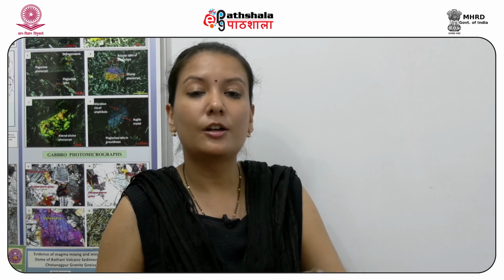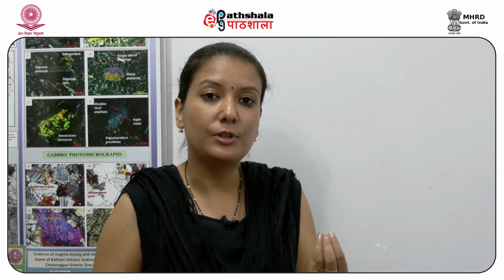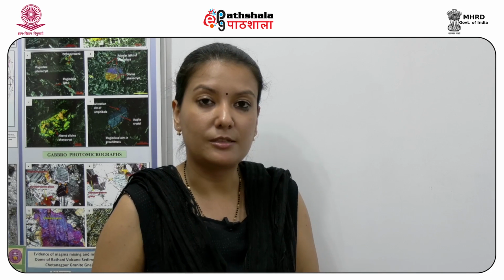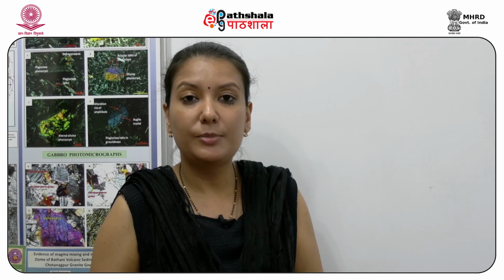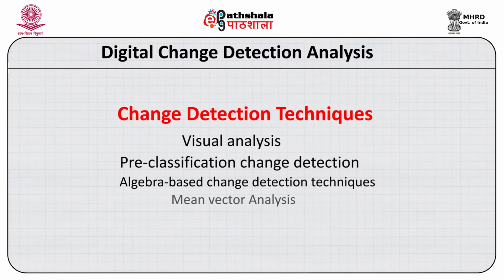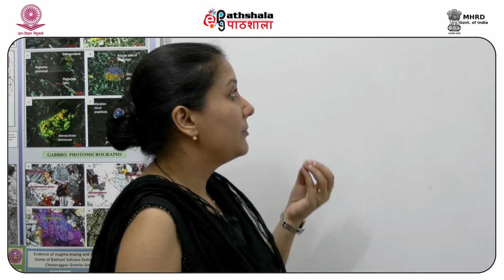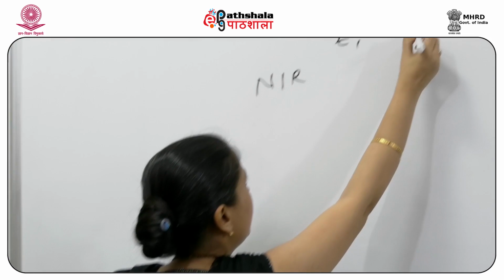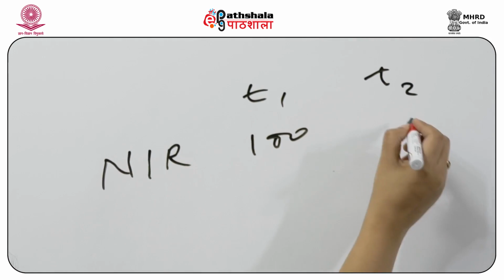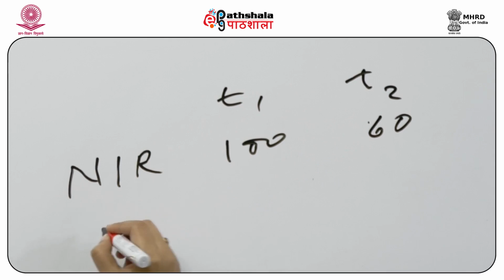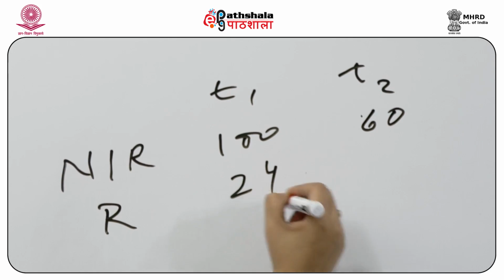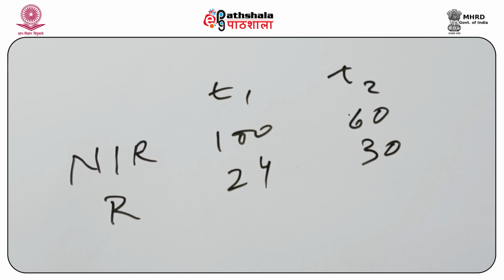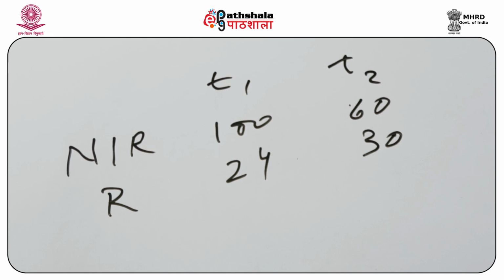Now the subtraction or the band ratioing were based on only one band data from each of the images. Suppose you want to work on multiple band data, then you can use a mean vector analysis. In mean vector analysis, for an example, I will be showing in a simple way using only two bands. Suppose in NIR band at T1 and at T2, we have a value of 100 here and maybe 60 here, and in R here we have 24 and here we have 30. So these are two bands here for one pixel.